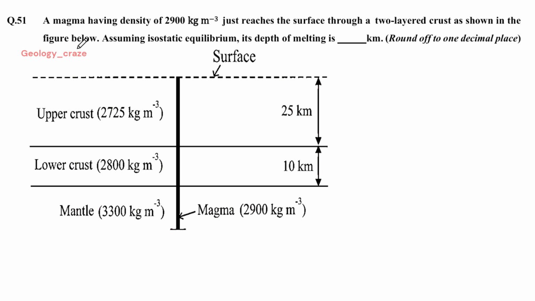A magma having density, this is the magma. They are mentioning this pipe. This black color pipe is magma that has reached the surface, and its density is given. It reaches the surface through a two layer crust, this is layer 1 and this is layer 2, as shown in the figure below, assuming isostatic equilibrium. Its depth of melting is dash kilometers.